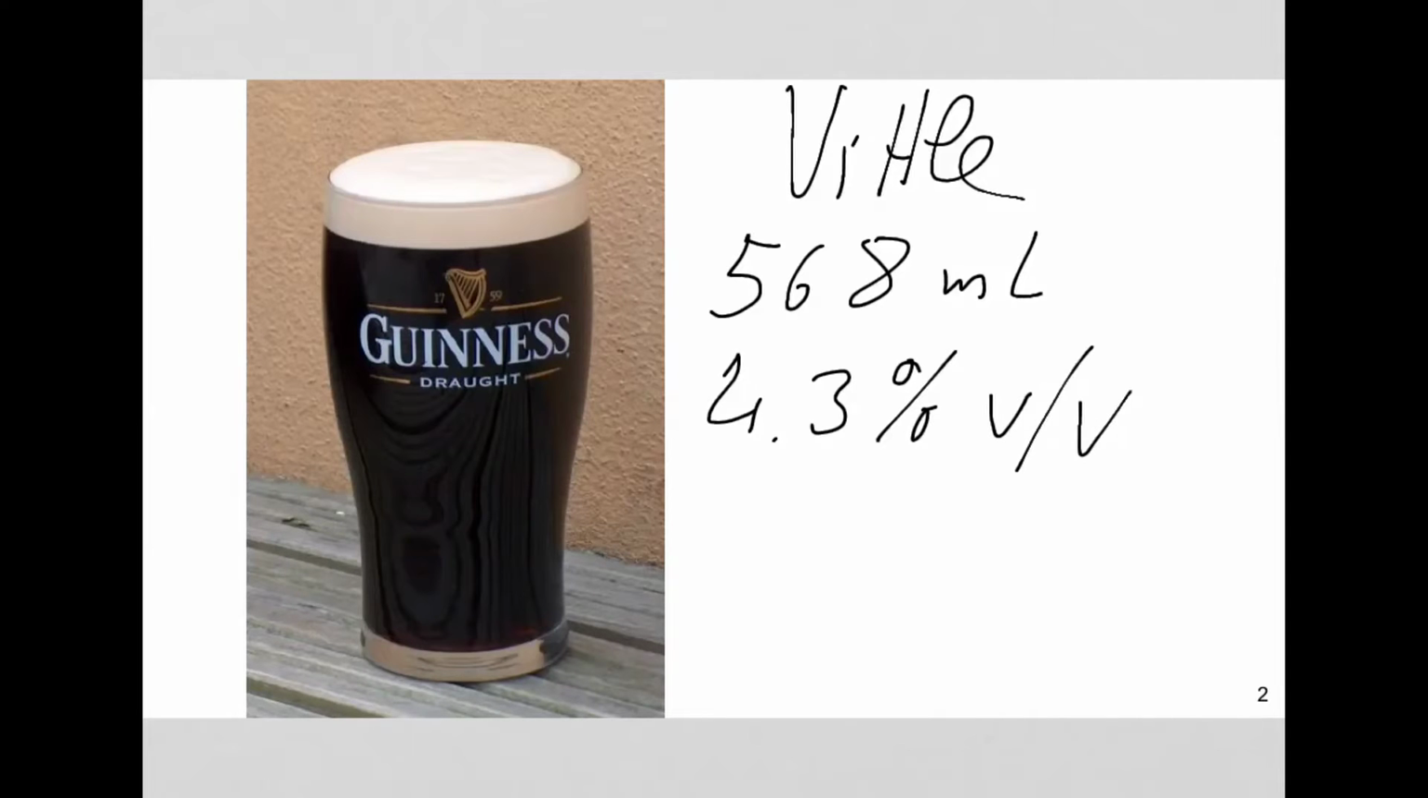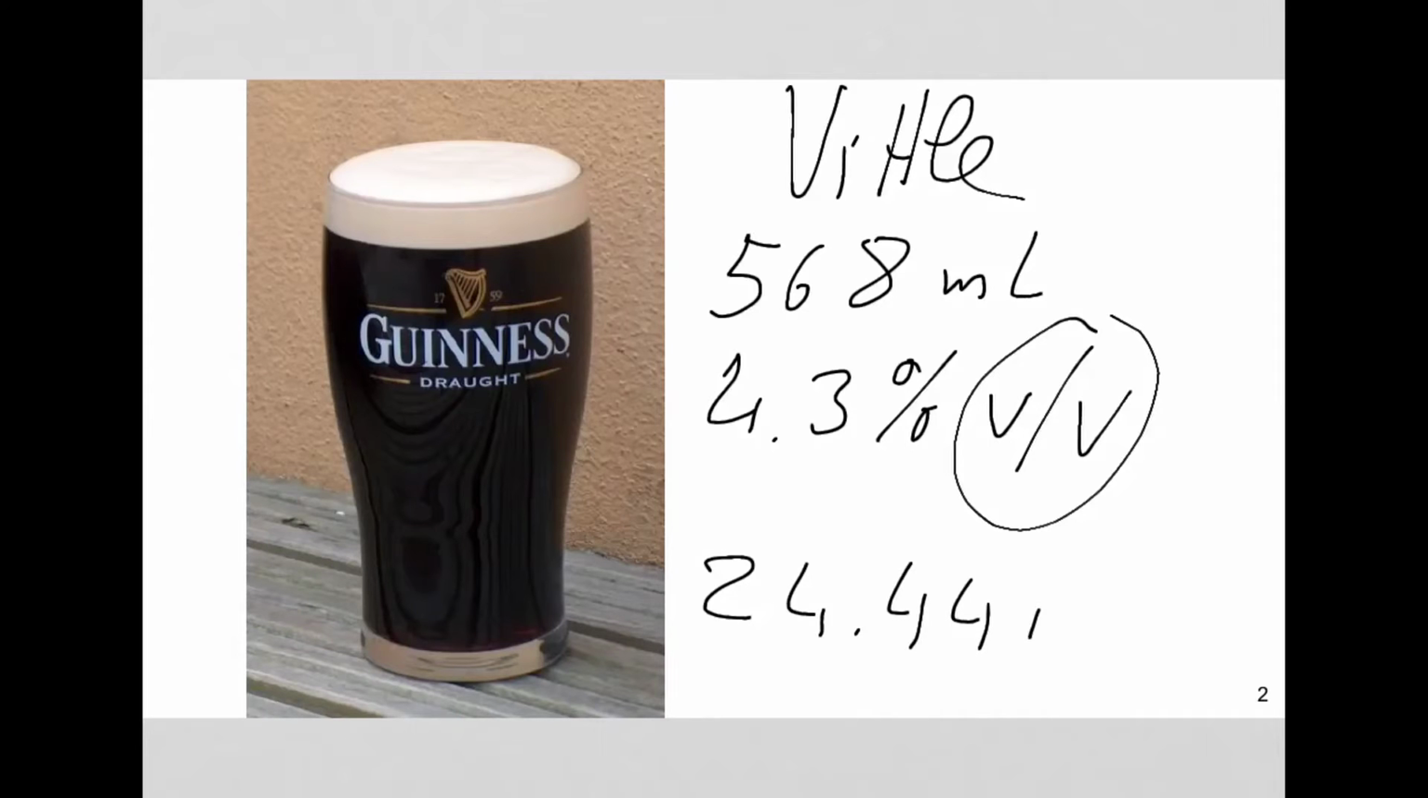Volume per volume, right? Now here, I would already see some blank faces, not because of the Guinness, but probably because of the volume over volume. What the heck is that? So in the lecture, I could expand on that. And now my question is, how much volume of pure alcohol do you have in a pint? Go on your calculators. Yes, you're absolutely right. 24.44 milliliters. Yes?